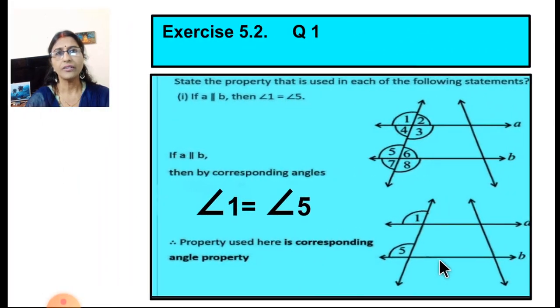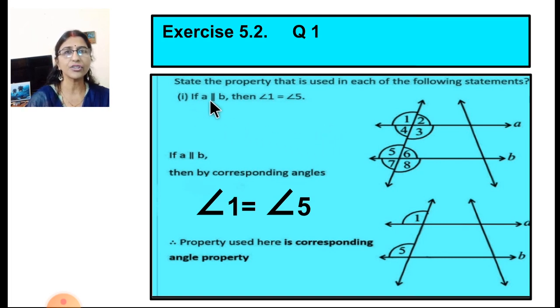Now we will do question number 1 of exercise 5.2. In the last session we have done question number 2. Now we'll do question number 1, which is based on the property which we have learned now. State the property that is used in each of the following statements. So this is the first question. You can see in your book. When I am discussing all this exercise, please open your book and see the question.